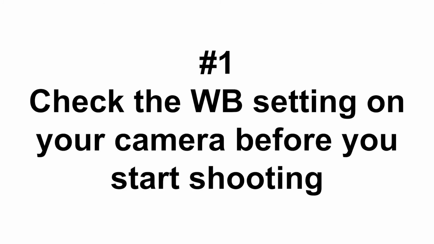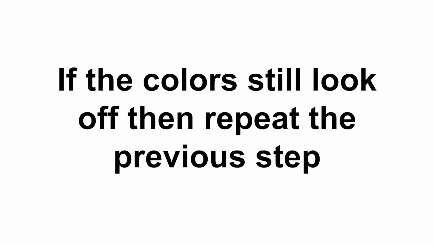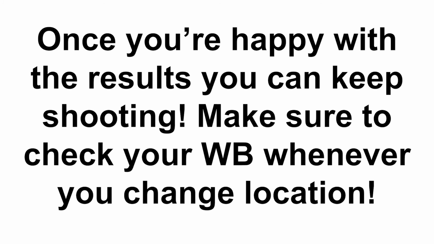Avoiding this problem is very easy. First, check under the white balance section of your camera settings. The settings will tell you the situation they're for, such as sunny, cloudy, and fluorescent lighting. Pick the one that you think fits your situation, take a photo, and check it on the back of the camera to see what the picture looks like. If the color cast is still off, try another until you find the one that you like. Once you find it, you can keep shooting.